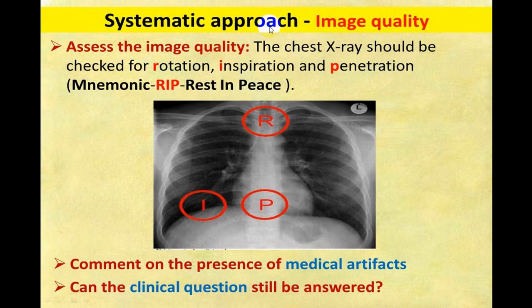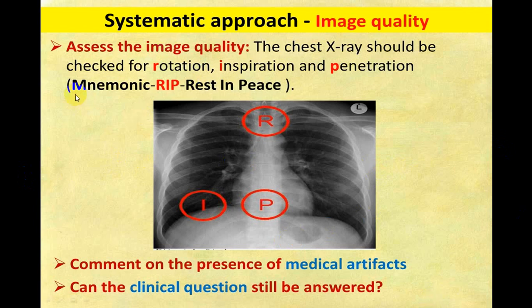Whenever you go for the systematic approach, always assess the image quality. For image quality, you can see here, marking is given very clearly. So marking should be there. By and large, in an X-ray, the name, etc. should be mentioned on the X-ray plate, because that is the main technique. So a good number of times that should be there, and if it is not there, it is not considered a good quality.